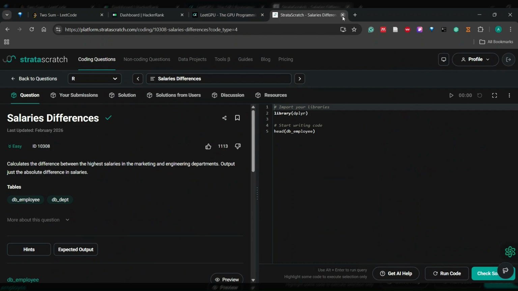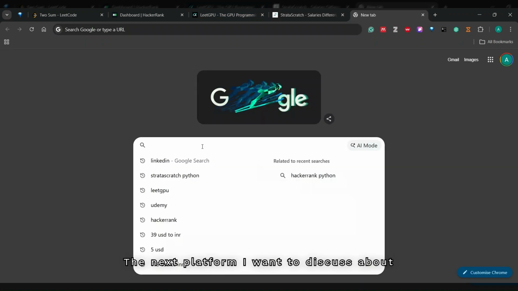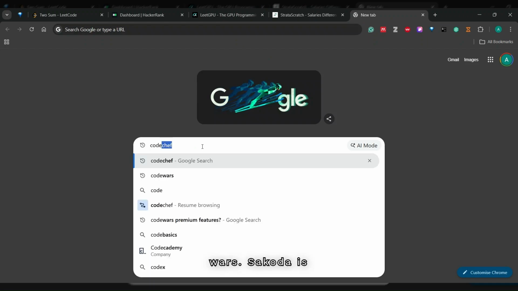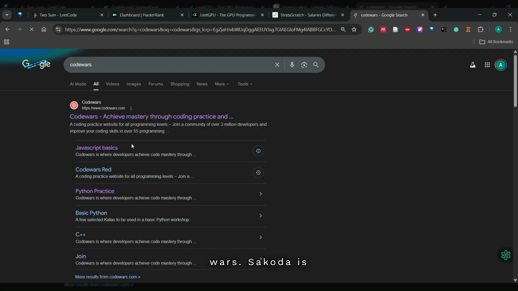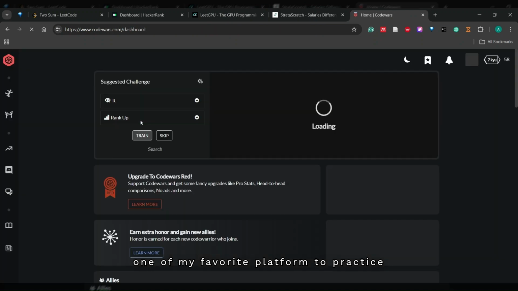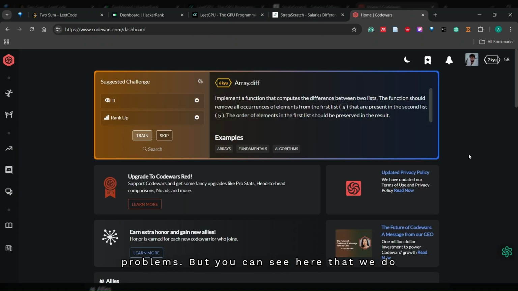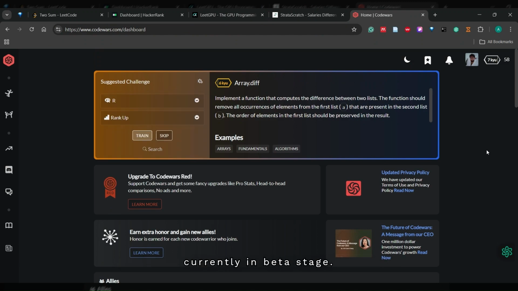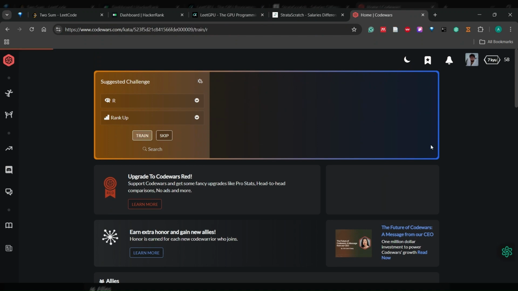Okay, the next platform I want to discuss is called Codeverse. Codeverse is one of my favorite platforms to practice data structure and algorithm related problems. But you can see here that we do also have support for R, which is currently in beta stage.